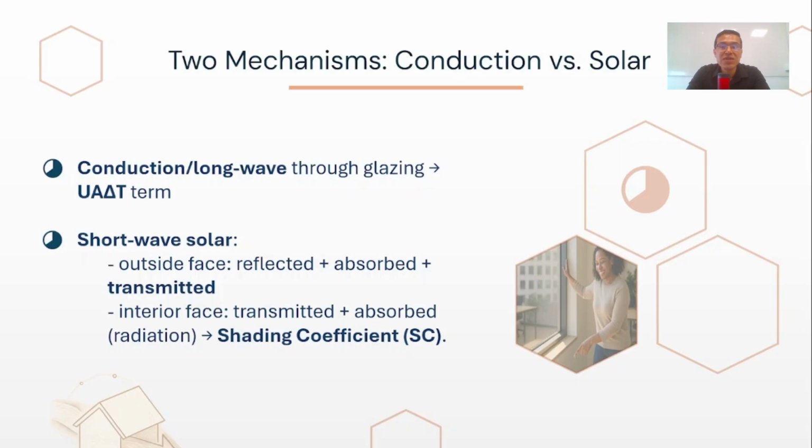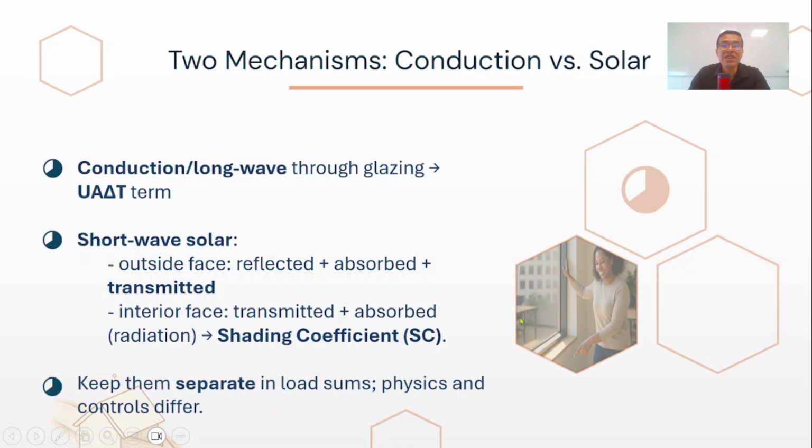Unlike conduction, solar gain is all about the sun. So it's a huge factor during the day, but basically zero at night. This is why a west-facing window in the afternoon can make a room feel like an oven, even if the temperature outside isn't that high. It's absolutely essential to keep these two terms separate when you are calculating a building's total heat load.